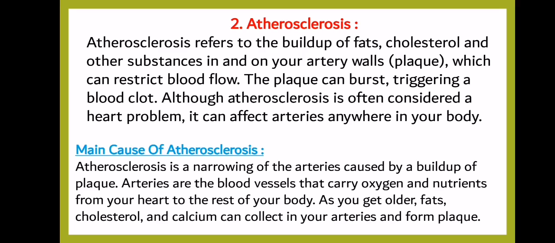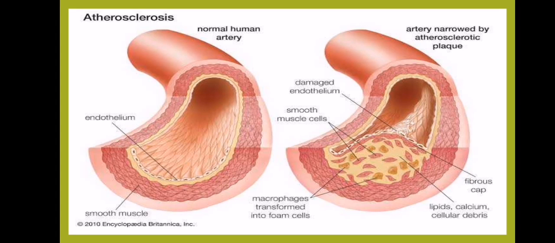The main causes of atherosclerosis are, for example, arteries are the blood vessels that carry the blood, oxygen and nutrients from our heart to the rest of the body. As we get older, fats, cholesterol and calcium may deposit in our arteries and form plaque. This results in atherosclerosis. As you can see in the diagram, this is the normal human artery with a normal lumen, but over here there is a deposition of different types of material like lipids and calcium, forming the cellular debris. It results in swelling and in return the narrowing of the lumen of our artery.